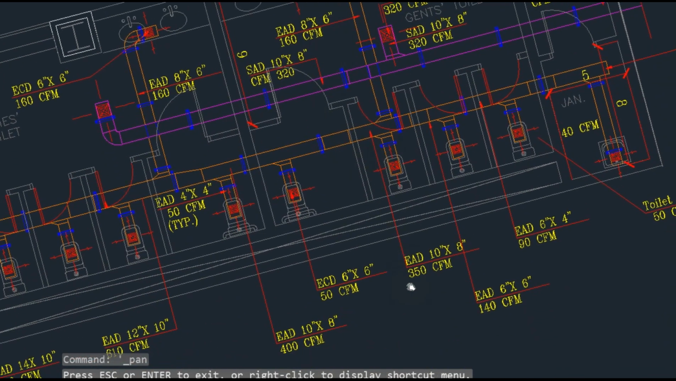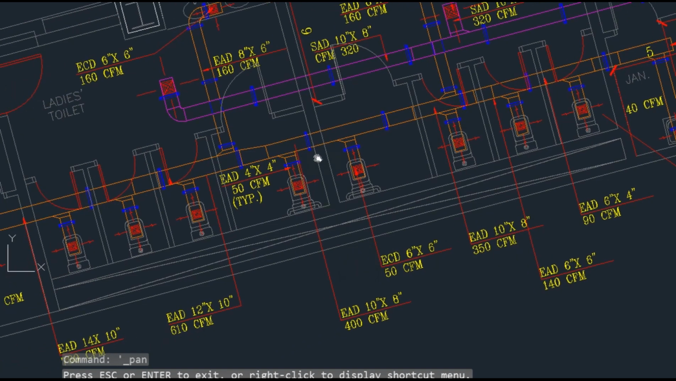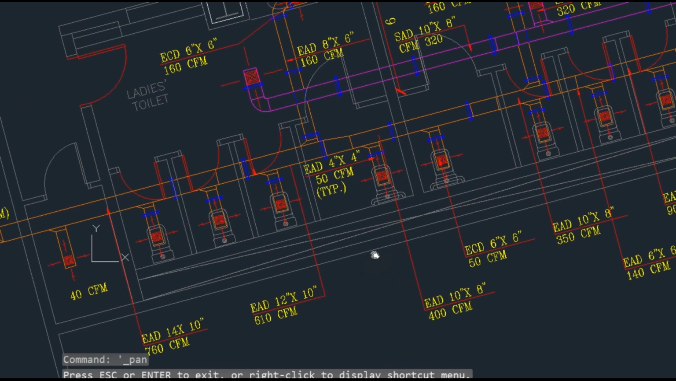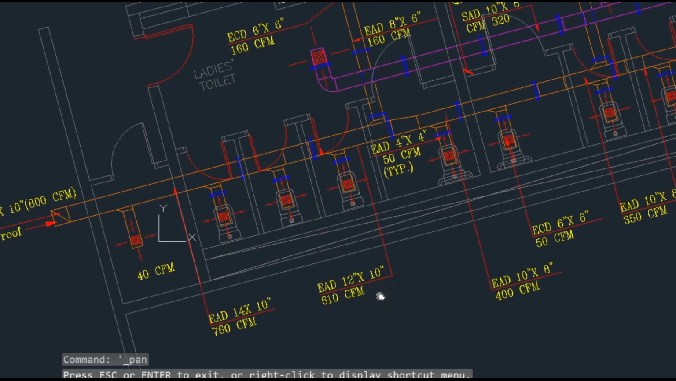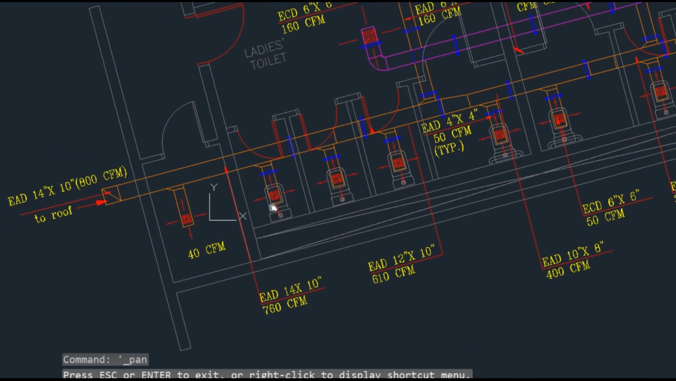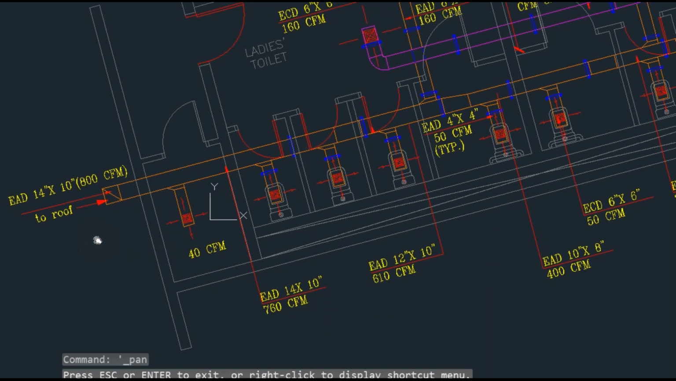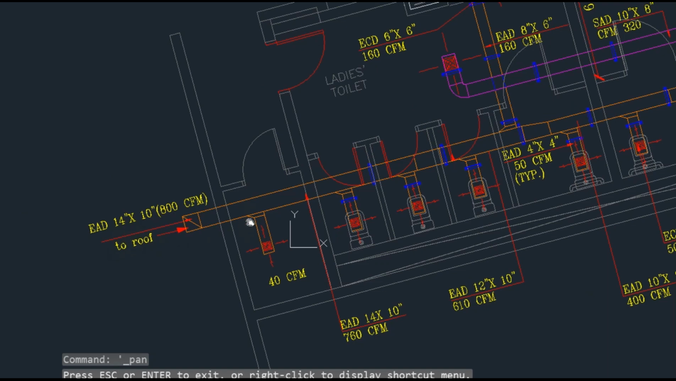Then after this CFM will become 350, so the size will be 10 by 8 inch. Then here the CFM will be 400, exhaust air duct size will be 10 by 8 inch also. Then at this point the CFM will become 610, so duct size will be 12 by 10 inch. Then it will be the same size. Here we have the CFM 760, the duct size will become 14 by 10 inch, and up to the end will be the same 14 by 10 inch.